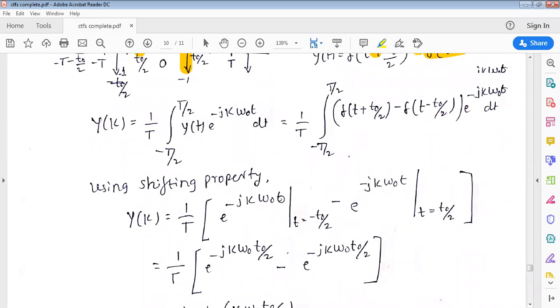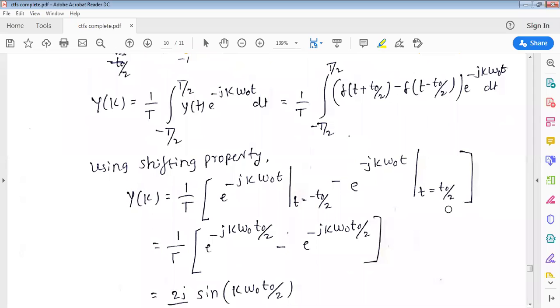This is the result, at t equal to minus t naught by 2 for the first one, and at t equal to t naught by 2 for the second one. Don't integrate when there is a delta function, that's all. Any other function you need to integrate.